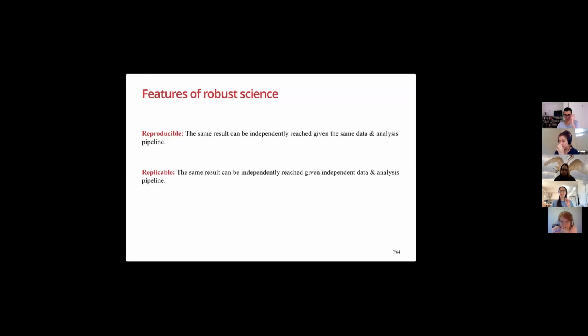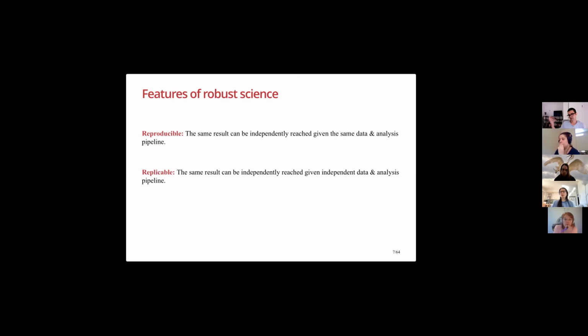It's slightly different from a replicable bit of science, which would be that the same results can be independently reached given a whole new data set and a whole new analysis pipeline. So if someone just takes the methods that I described very well for them and a framework, and they essentially rerun it, and if they come to roughly the same conclusion, the same results, that would be that example of a replicable piece of science. The two are closely related.